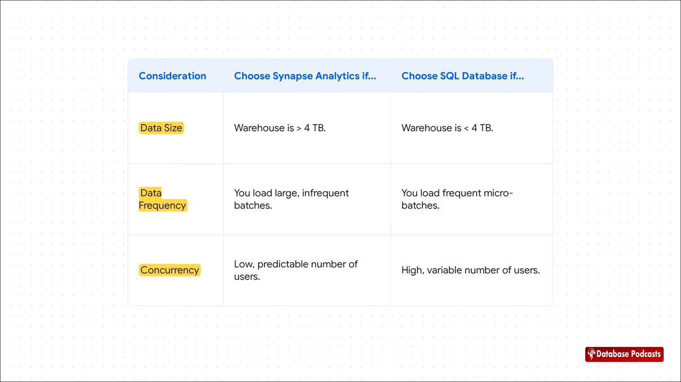Question 2. How does your data arrive? Is it in huge, scheduled batches? That's Synapse's happy place. Or is it a constant stream of small updates? That's a huge win for SQL DB. And finally, question 3. Who's using it? A small, predictable group of users? Synapse can handle that. A large, unpredictable mob of analysts and reports? You're definitely going to want to look at SQL DB.